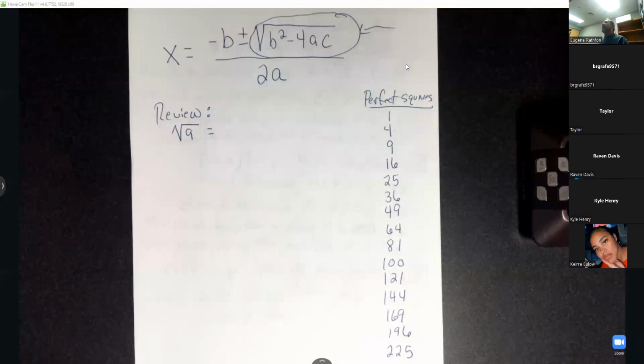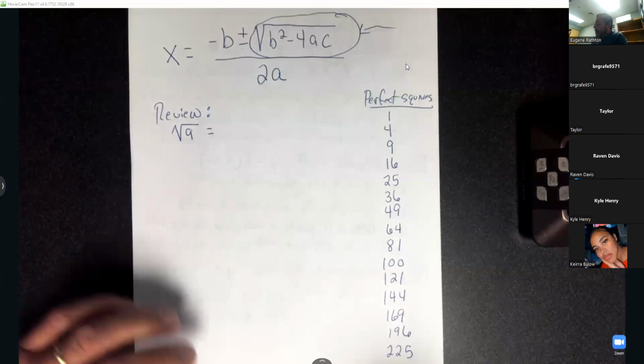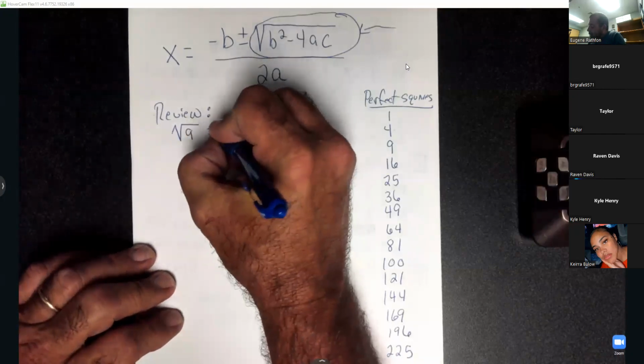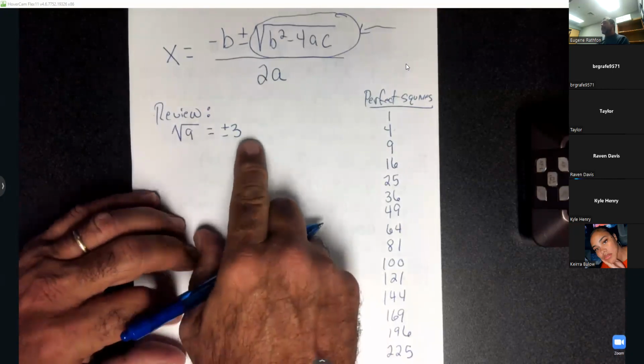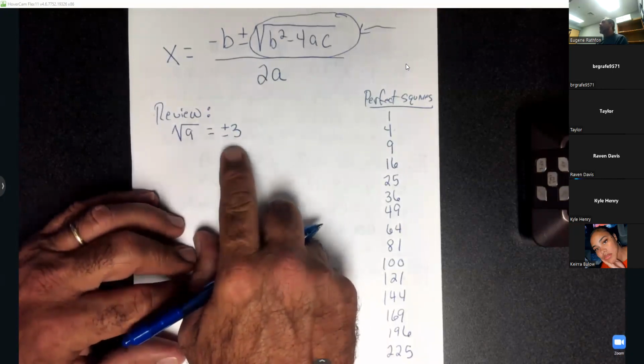what is the square root of 9? So that's one of the answers. 3 is one of the answers. What's the other square root of 9? -3. There you go. So I could write this as plus or minus 3. That means 3 is the square root, also -3.